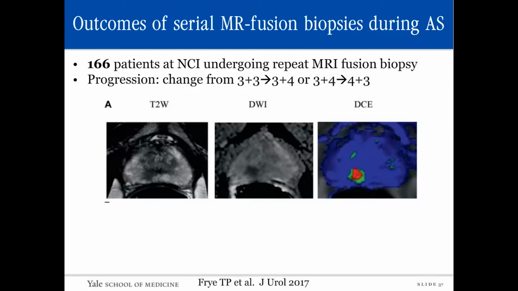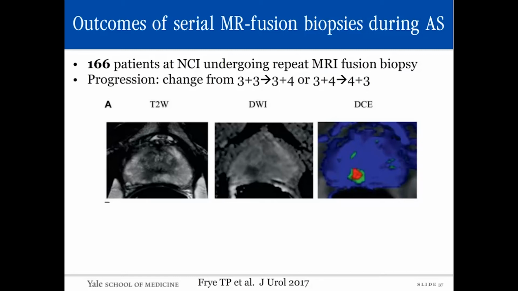The second question is, if you've done your first MRI fusion biopsy, if you've bought into that, now do we need to do an MRI fusion biopsy in every single patient on serial imaging? So you've had your first MRI fusion biopsy. Is it sufficient to do systematic biopsies thereafter, or do you need to do an MRI fusion biopsy?